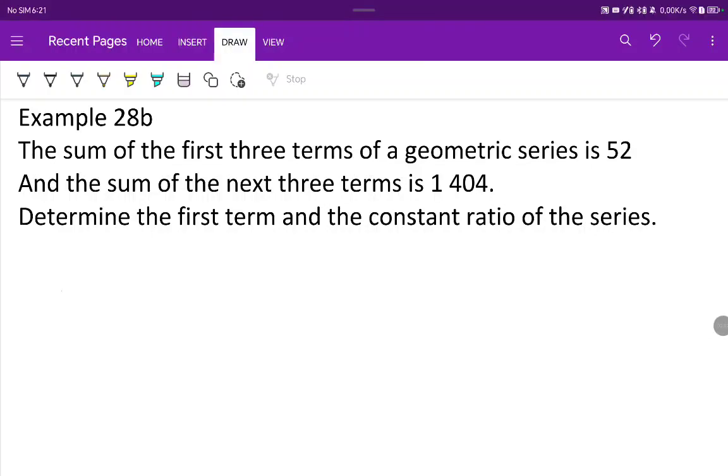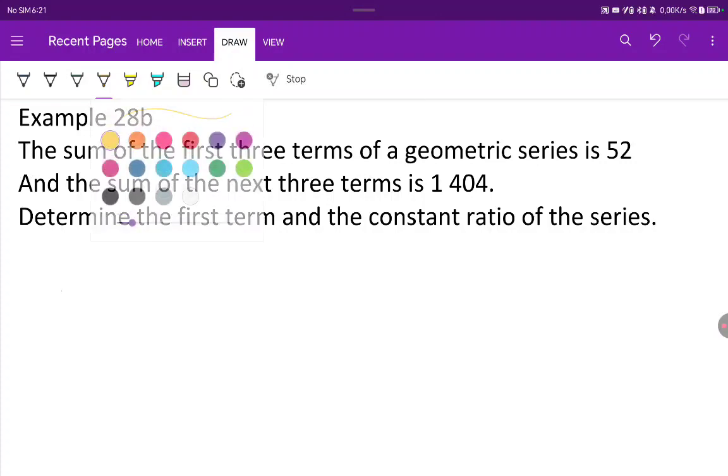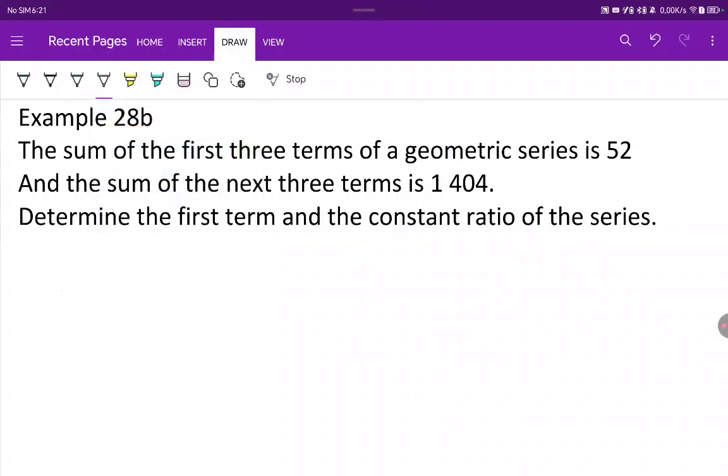Example 28b. The sum of the first three terms of a geometric series is 52, and the sum of the next three terms is 1040. Okay, let's take notes. Determine the first term and the constant ratio. So what are they telling us? We're dealing with a geometric series.